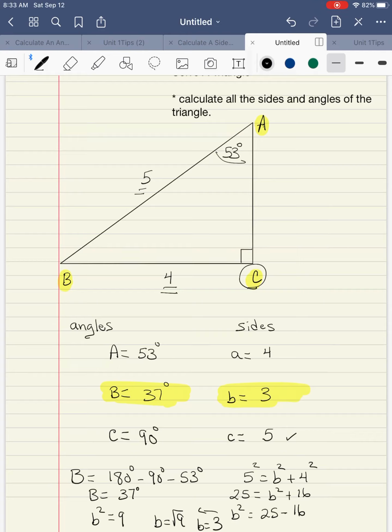So again, this is how you solve a triangle. You calculate all the angles and all the sides, and I really do think that this organizational chart highlights everything and keeps it nice and organized, because it can get a little messy with the labeling.